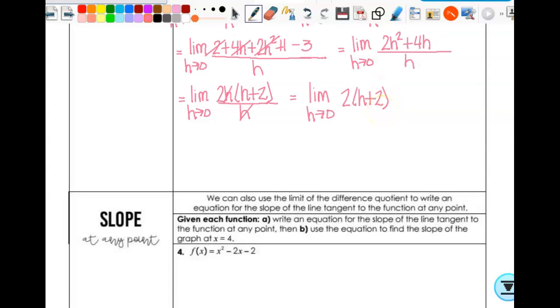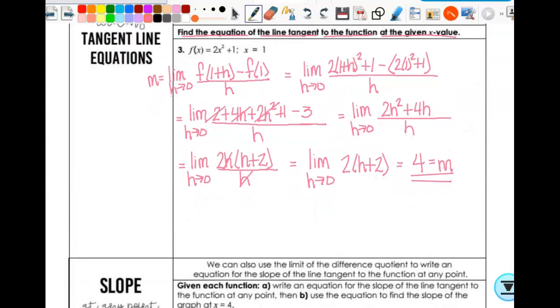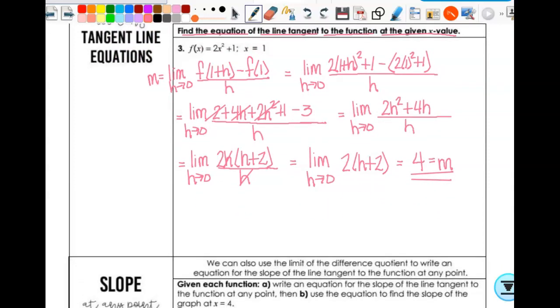All right. And now that I've done all that, I can evaluate it. So 0 plus 2 is 2 times 2 is 4. And what does this represent? The slope. So this is the slope. I'm not finished, though, because it asked me for the equation of the line tangent to it, so I need that. But I also need a point. So I need this, and then I need a point. I know that x is 1.